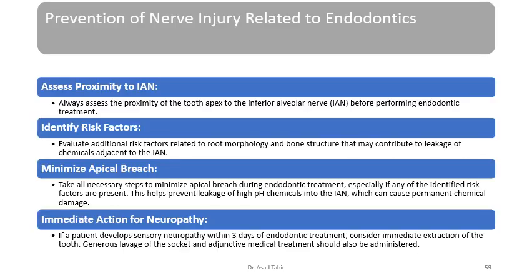Prevention of nerve injury related to endodontics. Assess proximity to IAN: always assess the proximity of the tooth apex to the inferior alveolar nerve, IAN, before performing endodontic treatment. Identify risk factors: evaluate additional risk factors related to root morphology and bone structure that may contribute to leakage of chemicals adjacent to the IAN. Minimize apical breach: take all necessary steps to minimize apical breach during endodontic treatment, especially if any of the identified risk factors are present. This helps prevent leakage of high pH chemicals into the IAN, which can cause chemical damage.